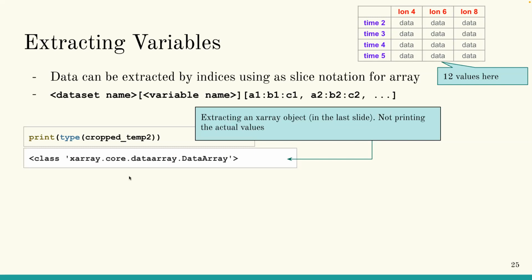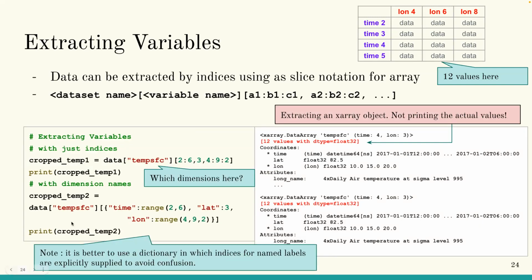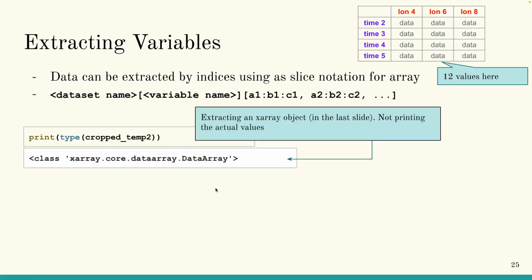So what would be the type of your data? I've just mentioned this. This is not an array. Even if you have cropped the data, it's still an object. When you print that, you will see that it's not giving you the actual 12 values. It's showing you, okay, you have 12 values, but we're not printing that for you. You just know the information.